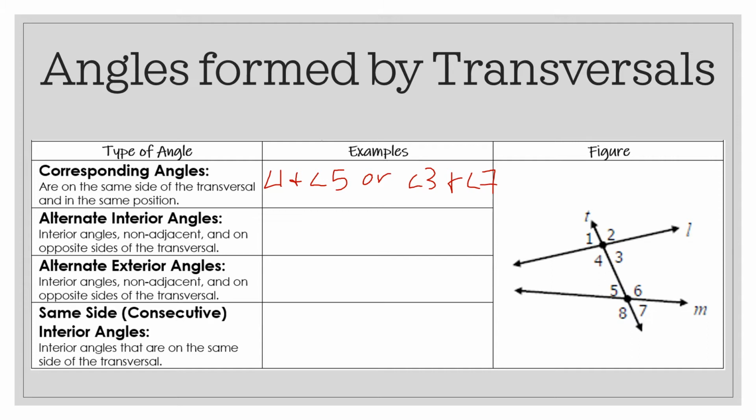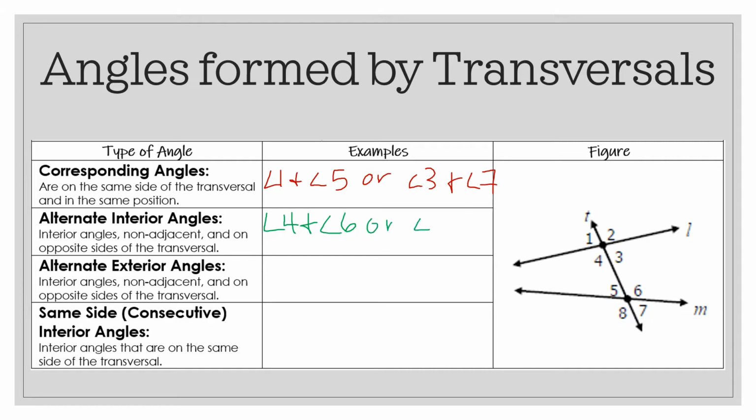Alternate interior. So alternate means that they are on opposite sides of the transversal, and interior means they are in between the two lines. So in this particular figure, there are 2 pairs of alternate interior angles. There's angle 4 and angle 6. They're in between lines L and M, but they're on opposite sides of the transversal.